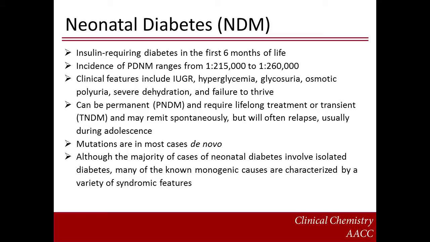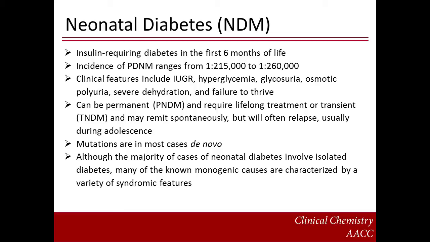Neonatal diabetes is defined by diabetes diagnosed within the first 6 months of life. It is a relatively rare disorder that affects approximately 1 in 215,000 to 1 in 260,000 live births. Clinical manifestations at the time of diagnosis include IUGR, hyperglycemia, glycosuria, osmotic polyuria, severe dehydration, and failure to thrive.